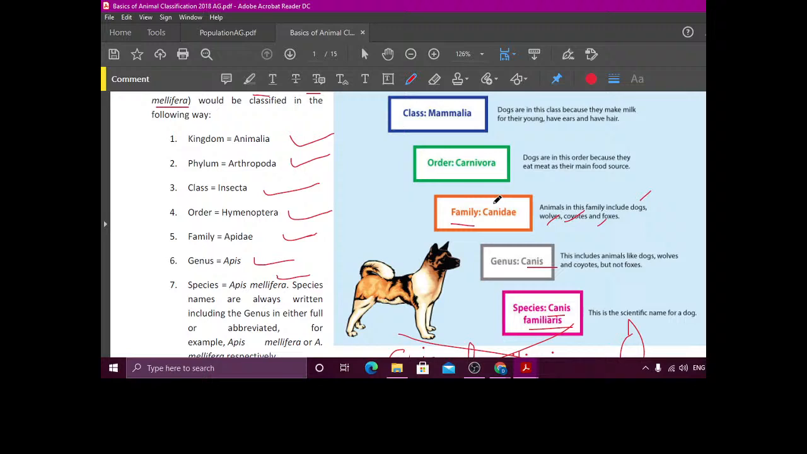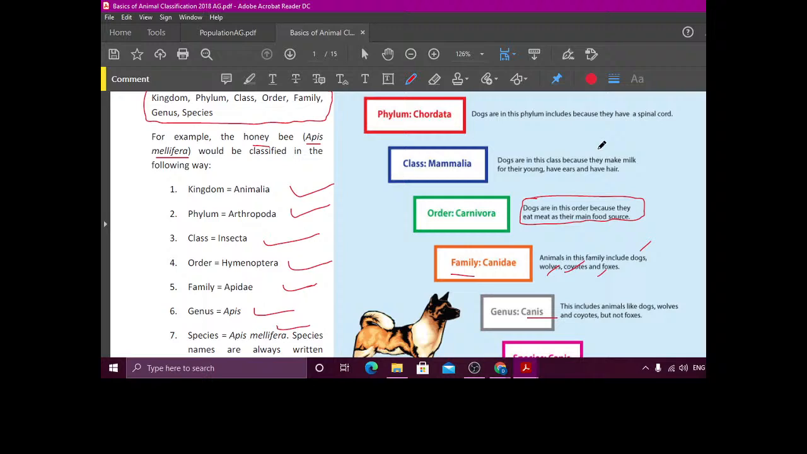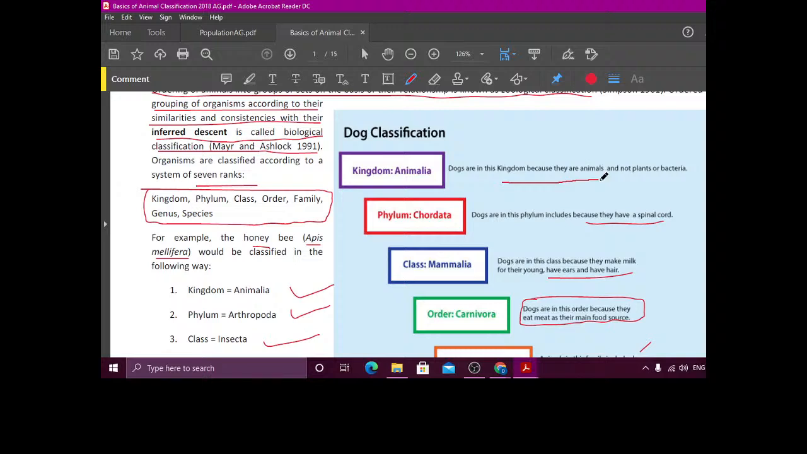Then you have the order Carnivora. Dogs are in this order because they eat meat as their main food source. So cats are also in this group. Then mammals. Dogs are in this class because they make milk for their young, have ears and have hair over their body. Phylum Chordata, because they have got a spinal cord or notochord, at least when they were an embryo. Then kingdom Animalia, they are animals, not plants or bacteria.